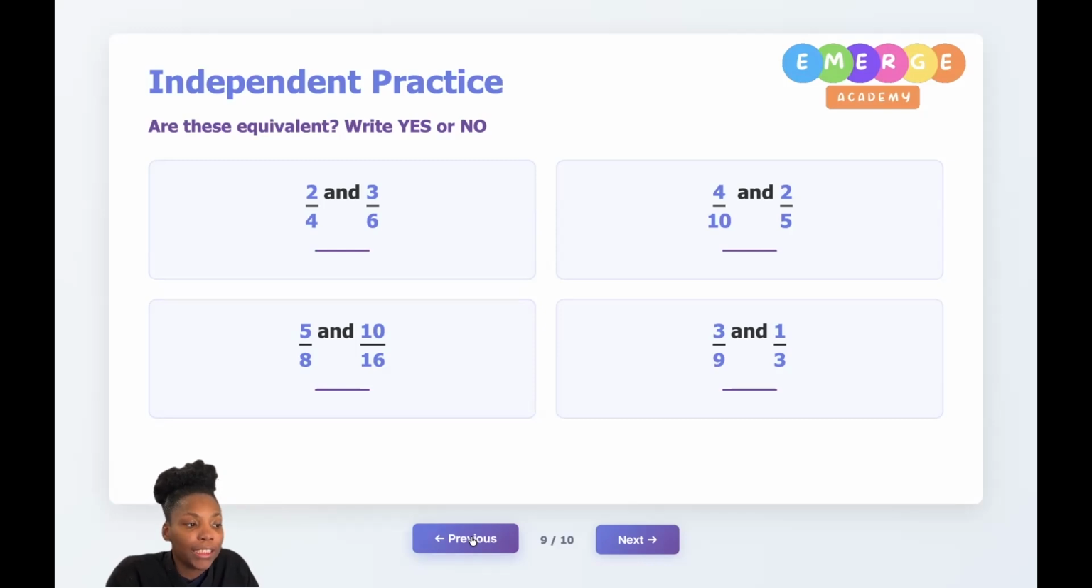So here's some independent practice for you to have a go at. I want you to answer these questions by telling me, are these fractions equivalent? Yes or no? Pause the video here and have a go at them, and then we'll go through the answers once you're done.